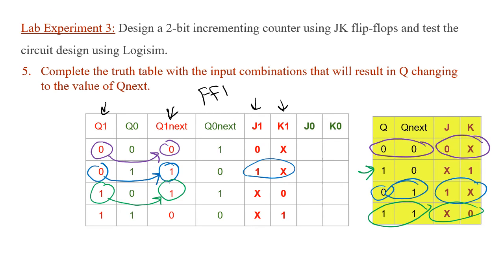We're going to complete the same thing we did for flip-flop number 1, but this time we're going to do it with flip-flop number 0. So now we're going to look at the green signals here: Q0, Q0 next, J0, and K0, because they all belong to flip-flop number 0, and we're going to repeat the process for them. So in order for Q0 to transition from 0 to 1, we need the values of J and K to be 1 and don't care.